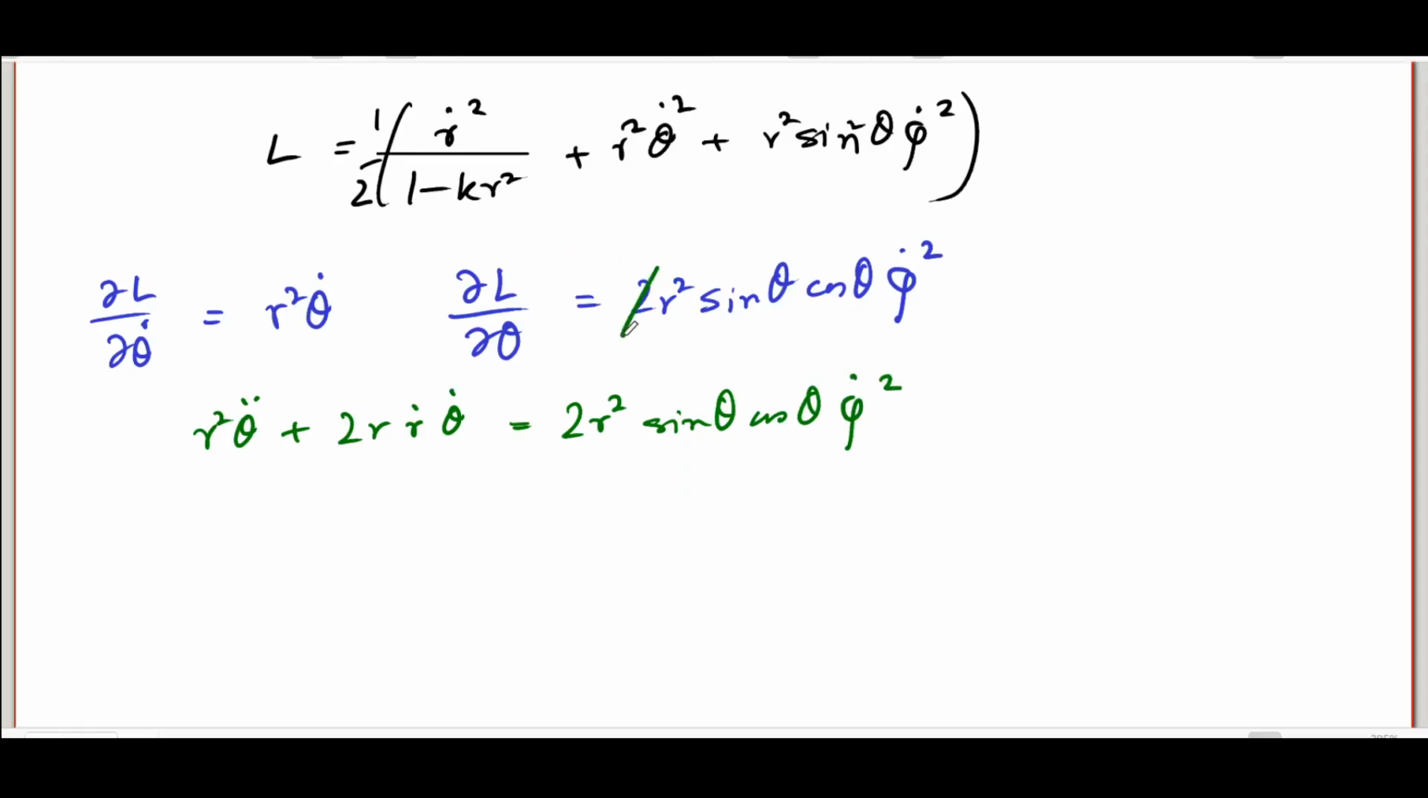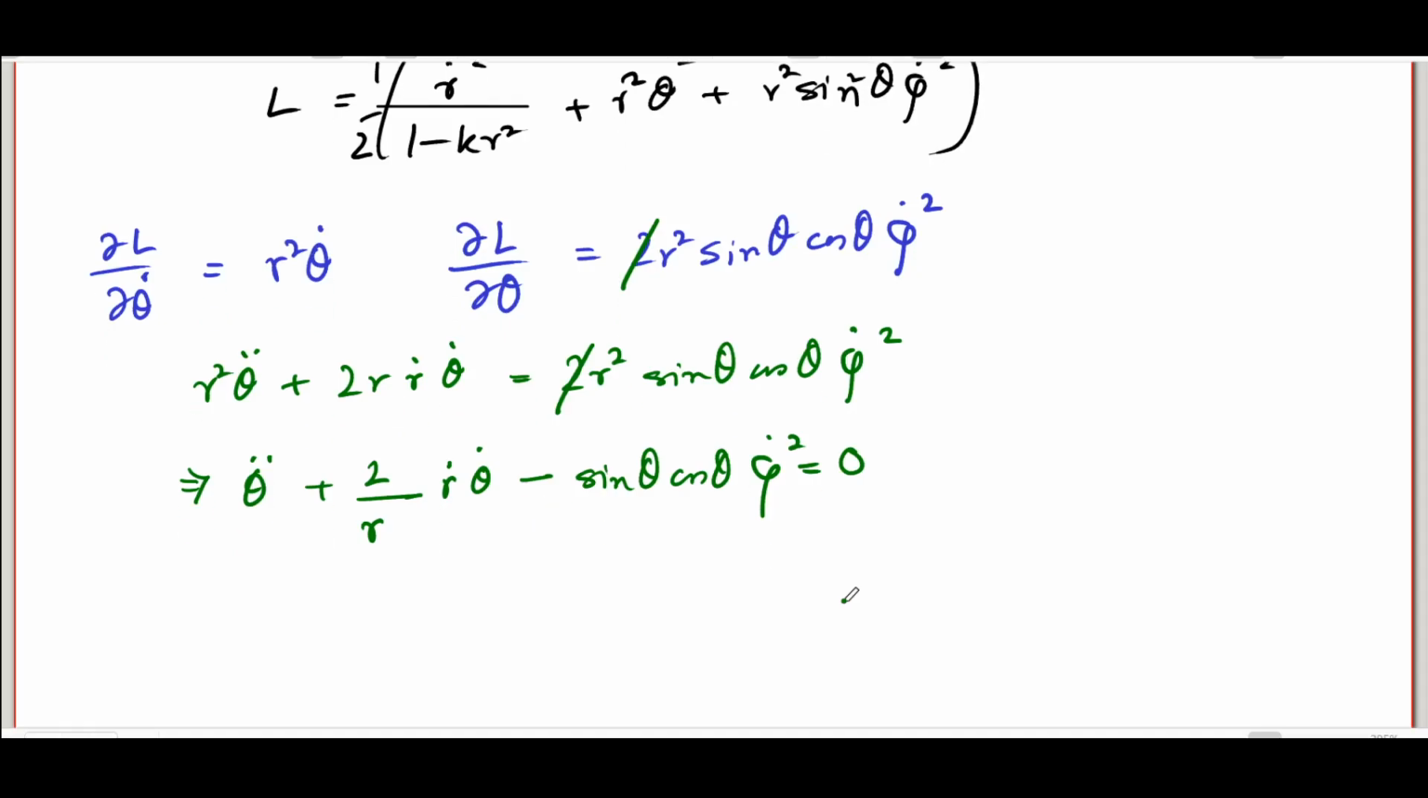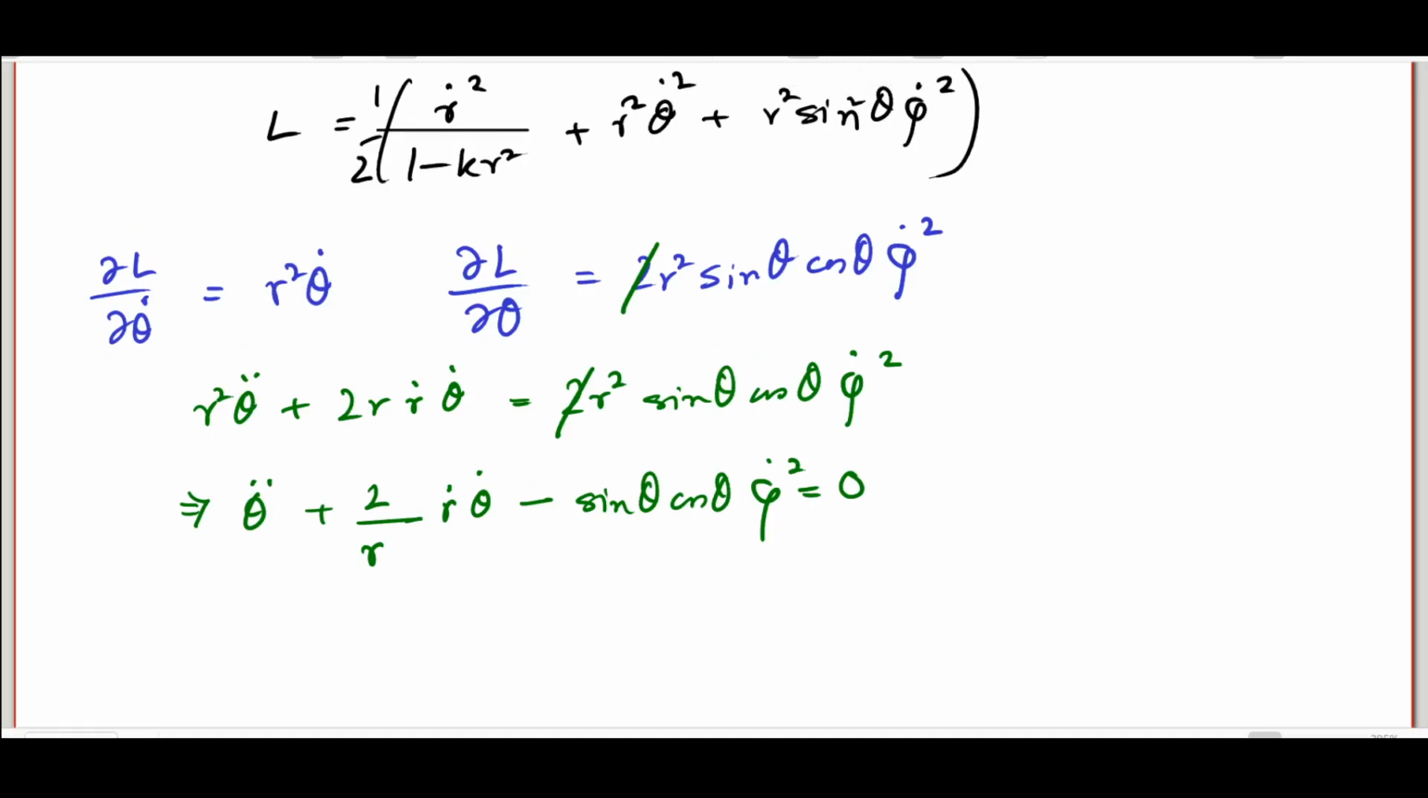Sorry, there's no 2 here. The 2 cancels out with the half. I forgot about the half. So there's no 2 here. And so now, the geodesic equation for the theta component comes out with θ̈ plus 2/r ṙθ̇ minus sinθ cosθ φ̇² equals 0. And all these gamma symbols with 2 at the upper index can be figured out directly by looking at this. We are going to get to that soon, but let me just first figure out the geodesic equation for phi.